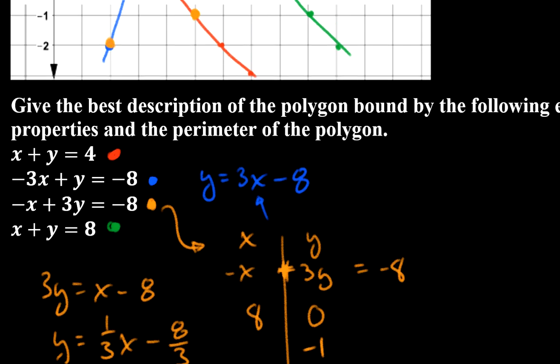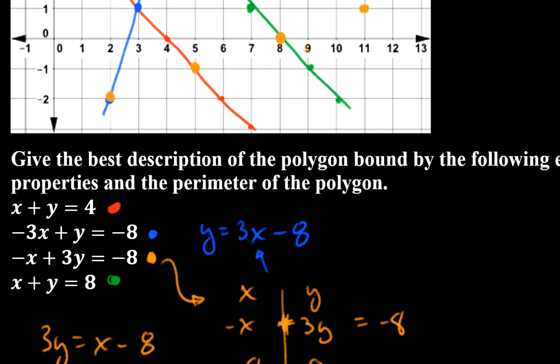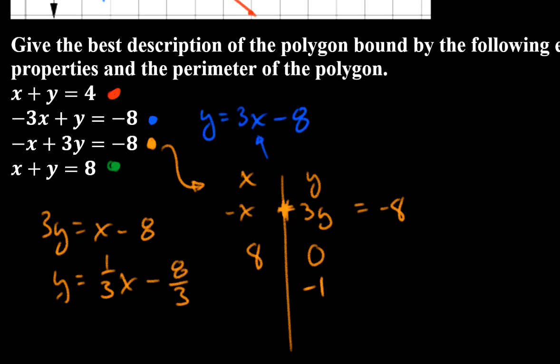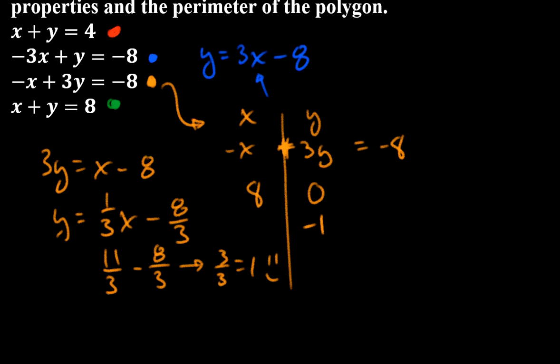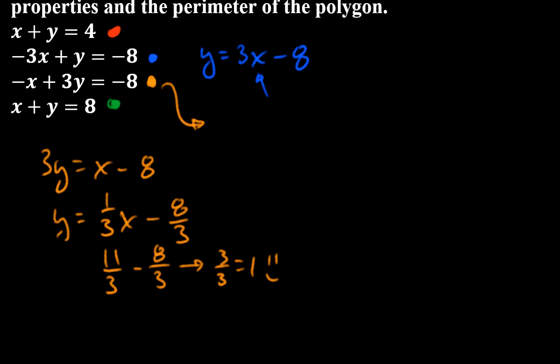So let me look at this point here: x is 11 and y is 1. So that would be 11/3 minus 8/3. 8, 9, 10, 11. That would be 3/3, which is 1. Oh, that's great. Okay, what else? Let me try another one of those. That's nice. I think I have the right points.